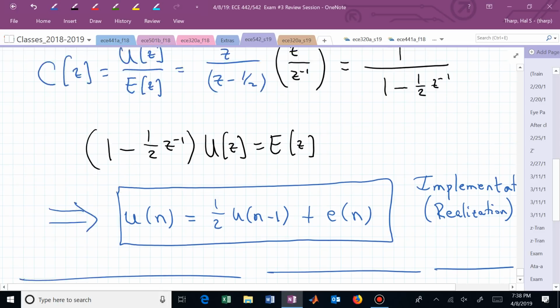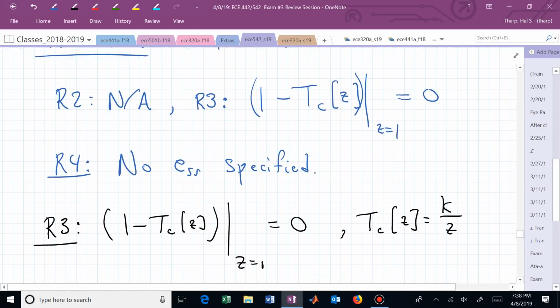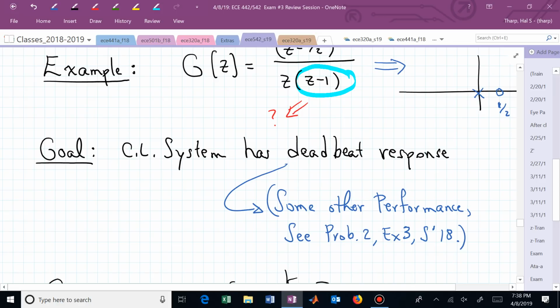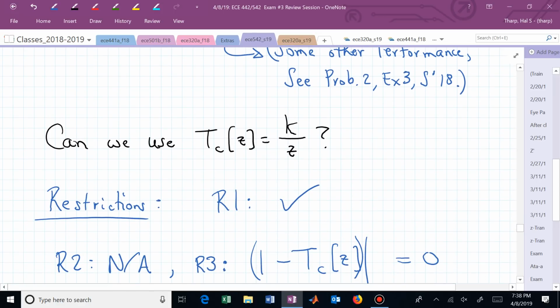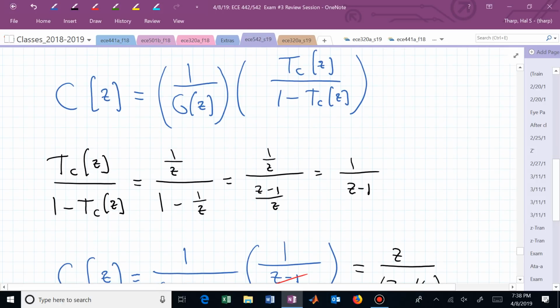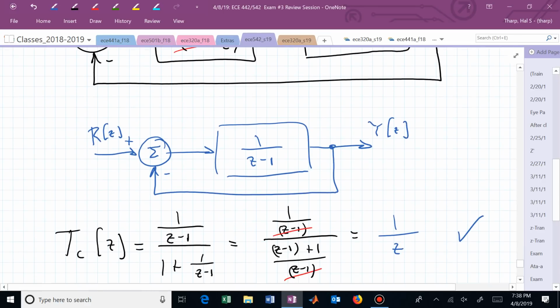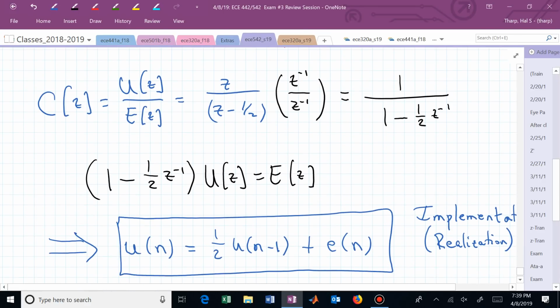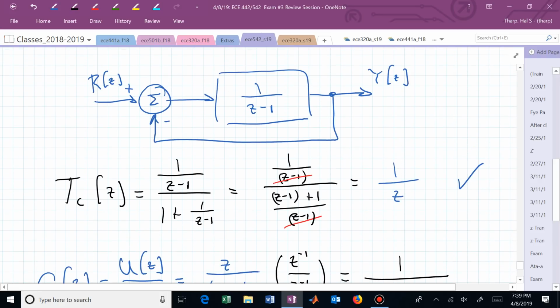And if you had a different set of performance specifications, instead of saying you want your system to have a deadbeat response, that would now impact what T sub C of z looks like. But once you found T sub C of z and satisfied all of these restrictions, you turn the crank to generate your controller. And now if somebody says, well, I need you to implement that controller, you now know how to do that. You know, C is just U over E, and you can now put that into the time domain and say, oh, here's the difference equation that you need. Measure the error, have the input to the plant in a memory location, and combine them in this way, and that's now the input that you apply to your plant. And your closed loop system will behave as if it was this 1 over z.